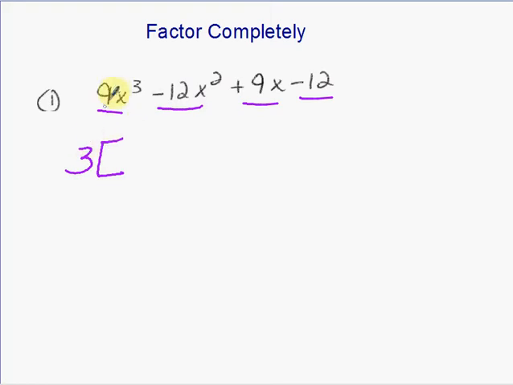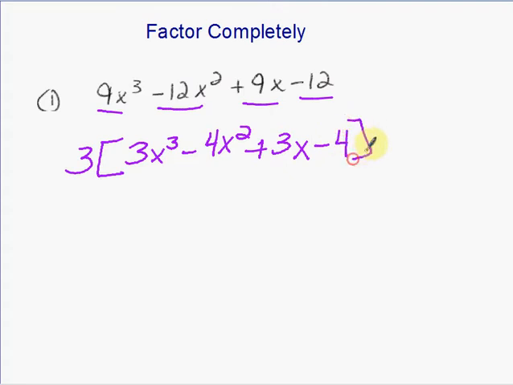and I'm going to write what I have left. So 3 times what gives me 9, and that's 3. And then I need an x cubed here. 3 times what gives me negative 12, well, that's negative 4. And I need an x squared. 3 times what gives me 9x? It's going to be 3x. And 3 times what gives me negative 12? That's negative 4. And then I'm going to end my brackets.